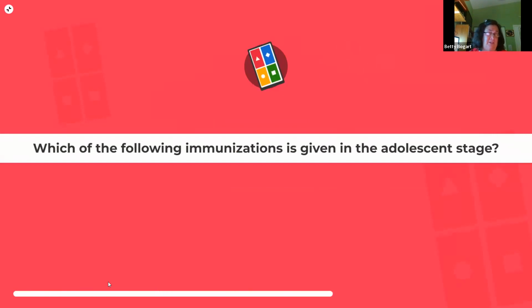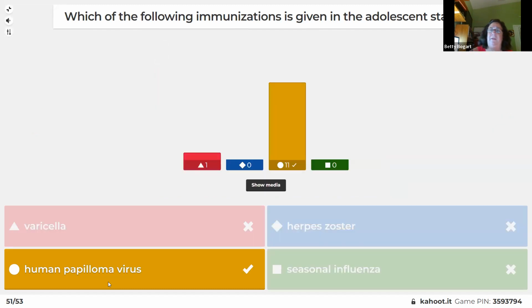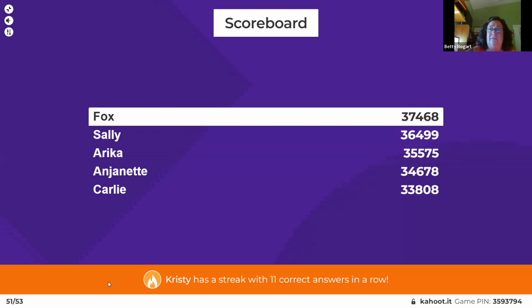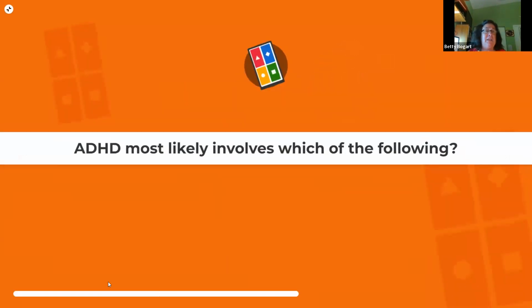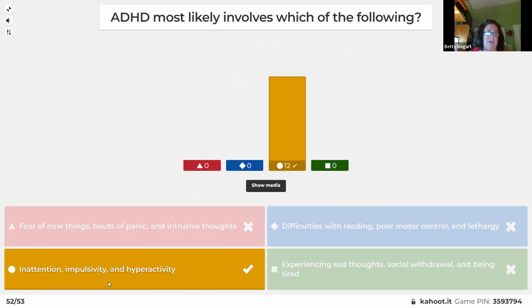Which of the following immunizations is given in the adolescent stage? And that's the HPV, absolutely. And it could be boys and girls. ADHD most likely involves which of the following? Inattention, impulsivity, and hyperactivity. And remember, as a nurse, pull the parents in, talk to them, let them first express themselves. And then after you hear their story, make a plan of care that works the best.